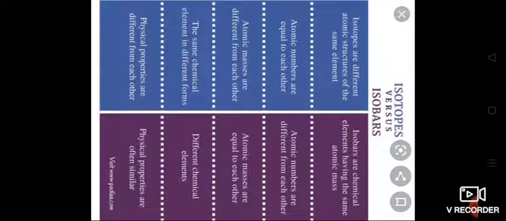Next is the difference between isotope and isobar. What do you mean by isotope? Isotopes are the same element which have different mass numbers. Isobars are different elements which have the same mass number. Here they have given the difference between isotope and isobar.